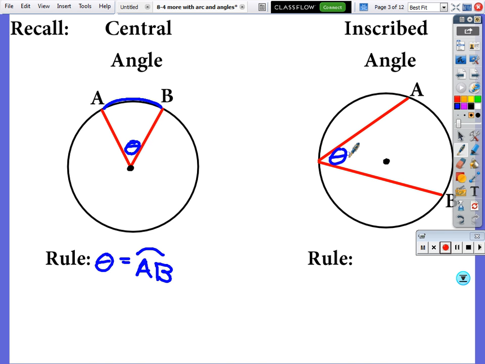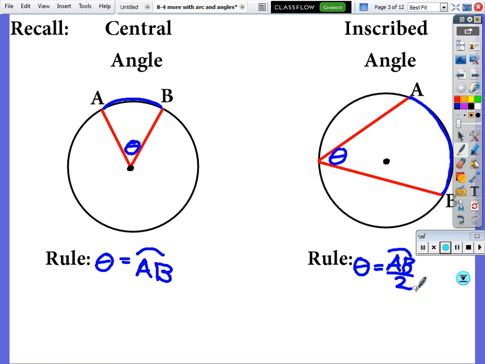So with that being said, we learned a rule with inscribed angles. We do have an intercepted arc with an inscribed angle, just like with a central angle, but the rule is different. Can anyone remember the rule? Yeah? Arc AB over 2 is equal to? Good. So this angle is going to be half the amount of that arc. So you could write that in a rule as saying theta is equal to the arc AB divided by 2, because that angle is half the size of that arc.